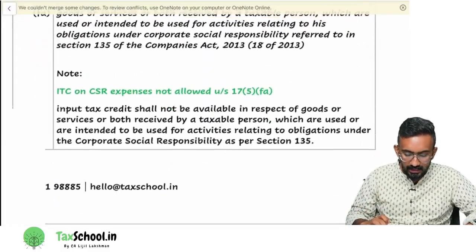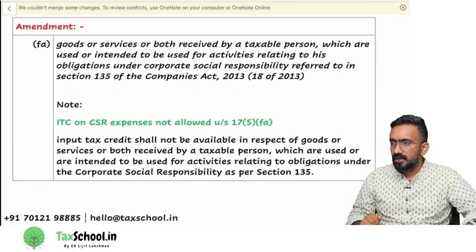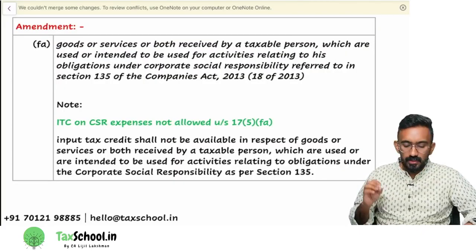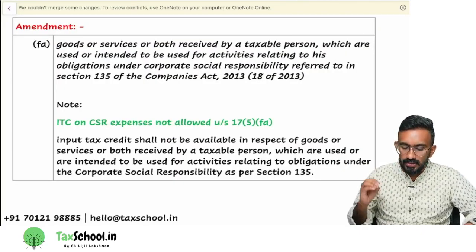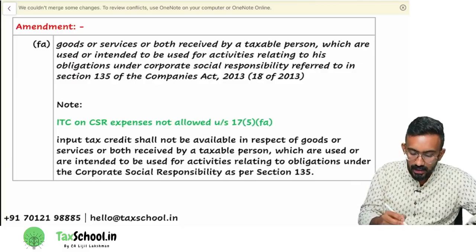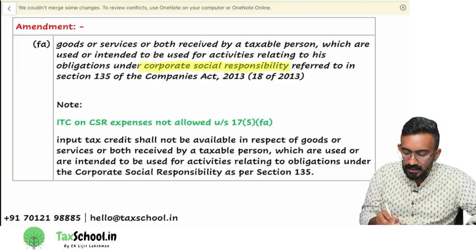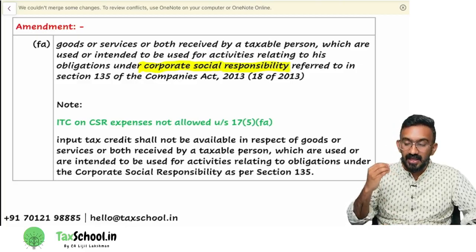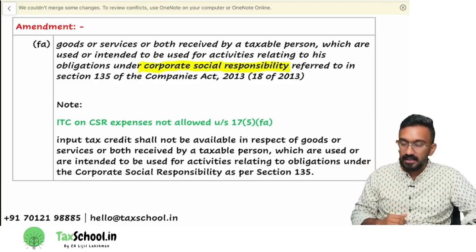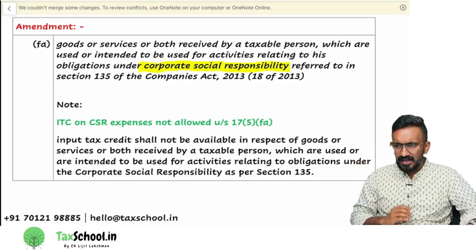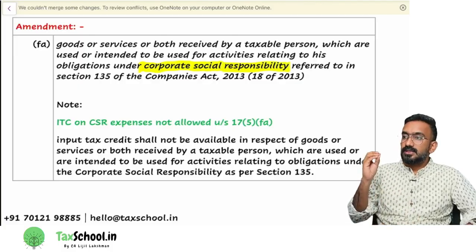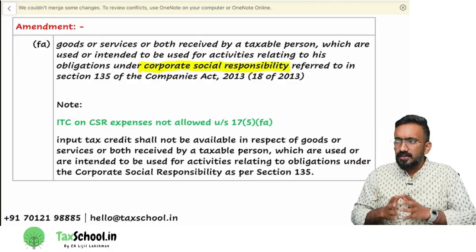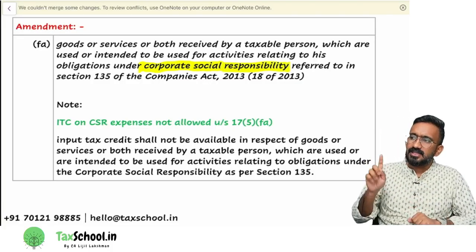Now you have an additional amendment being added there. Look at this amendment. They're saying that goods or services or both received by a taxable person which are used or intended to be used for activities relating to his obligation under corporate social responsibility is a blocked credit. Section 17.5 FA has been added as an additional amendment. So what does this clause say? You know the whole intent of corporate social responsibility, CSR. The purpose of CSR itself is reflected in this blocked credit.